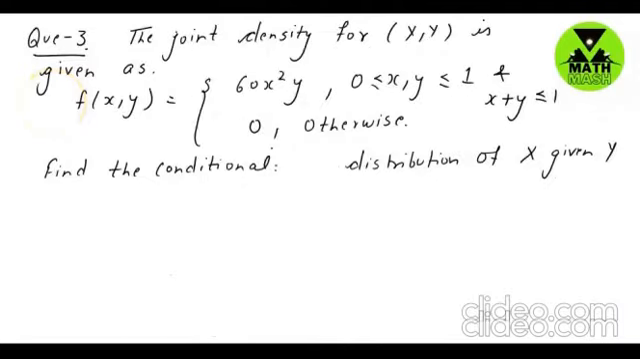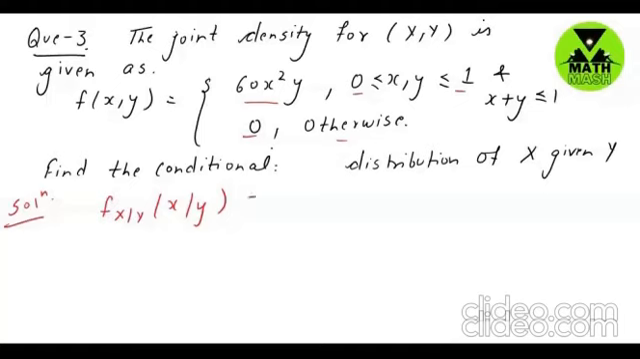Now the next question. The joint density for XY is given as f(x,y) equals 60x²y, where the domain where the function is defined is x and y between 0 and 1, and x plus y is less than or equal to 1, and this is 0 otherwise. Find the conditional distribution of X given Y. Conditional distribution means X given Y.